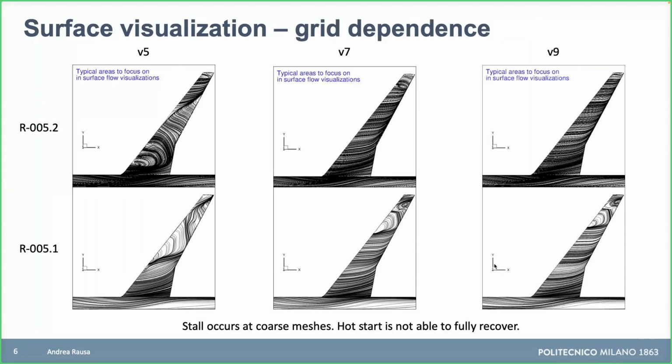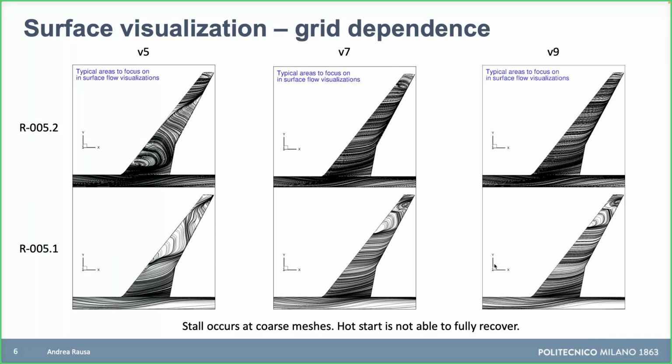And this is just because it comes from the previous meshes. So every one of the coarse meshes has a separation on the upper surface. But if we try the hot start strategy, at least the way I tried it, this separation decreases in size, but it remains there. So maybe increasing the resolution of the mesh again helps solve this problem.